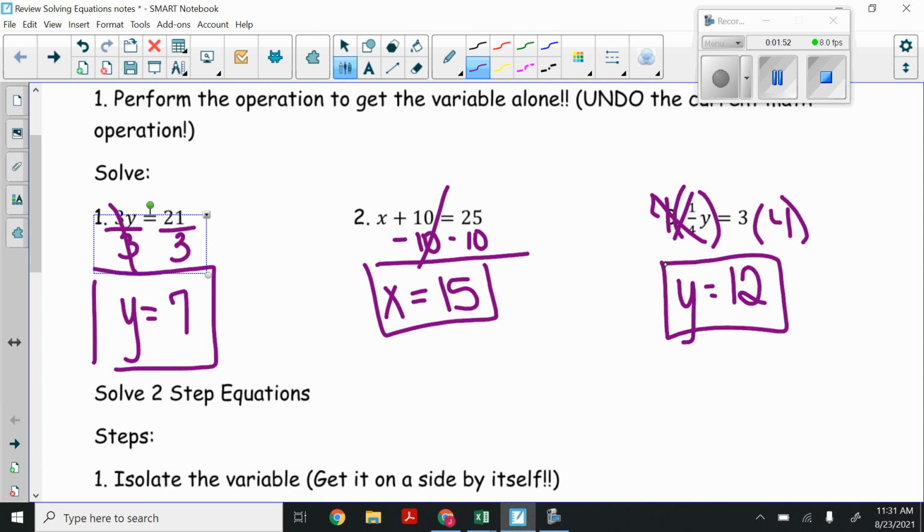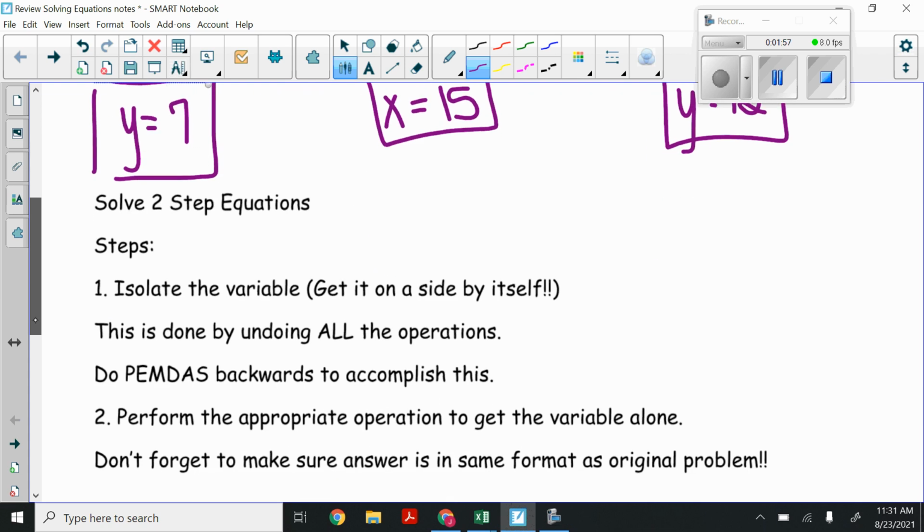So those are solving our one-step equations. So now let's look at solving two-step equations. And so this is where it takes 2 steps in order to get the variable all by itself.